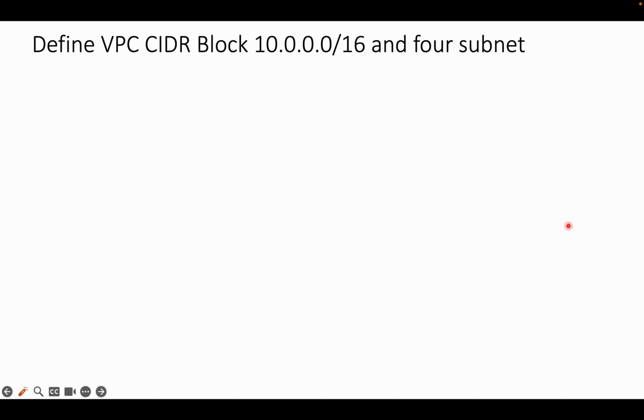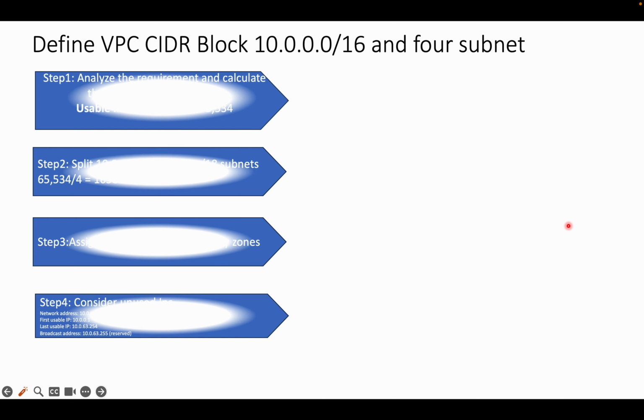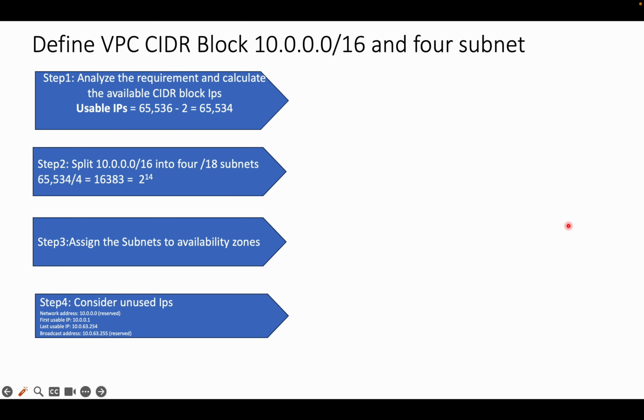CIDR blocks are blocks of IPs which are used to define VPC boundaries. I have taken an example to define a VPC CIDR block: 10.0.0.0/16. This is a VPC CIDR block, and these are all decimal numbers, and we are going to divide this into 4 subnets. There are 4 steps. These are technical mathematical steps.